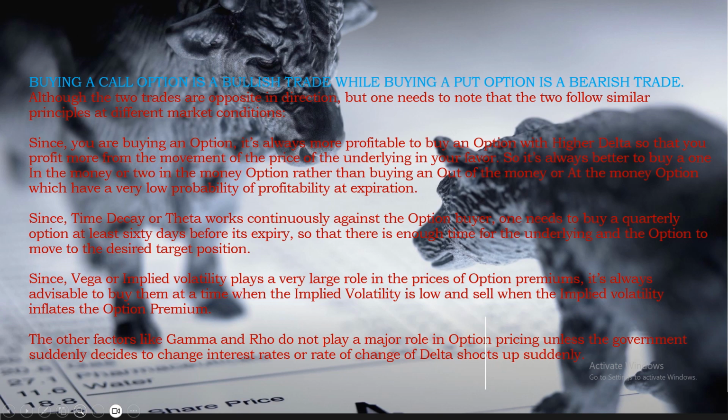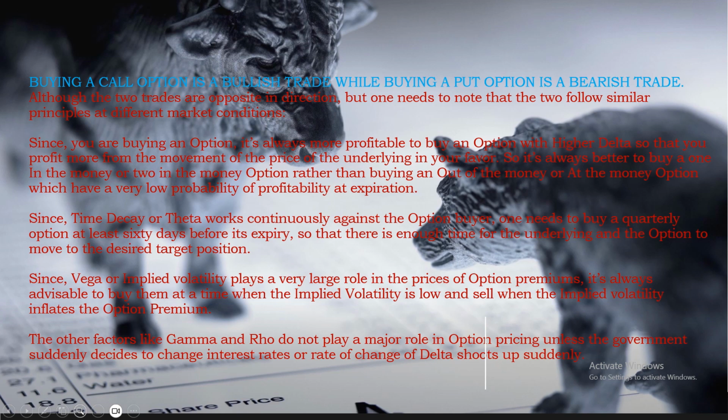Buying a call option is a bullish trade while buying a put option is a bearish trade. Although the two trades are opposite in direction, one needs to know that the two follow similar principles in different market conditions. Since you're buying an option, it's always more profitable to buy an option with higher delta so that you can profit more from the movement of the price of the underlying in your favor.